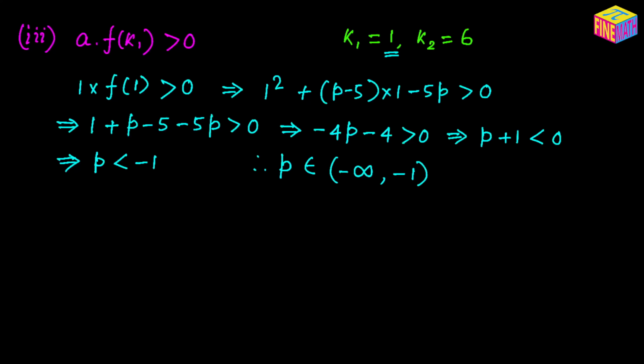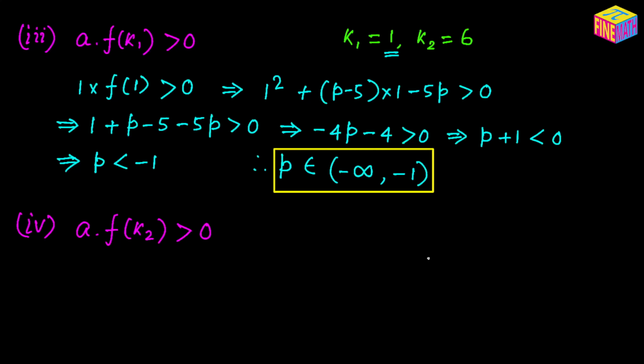So this is our fourth solution set for the values of p that we obtained so far. Now let's try to solve the fourth condition. The fourth condition is like this: the product of the leading coefficient and the function value at k sub 2, that product has to be positive. So let's try to solve it.